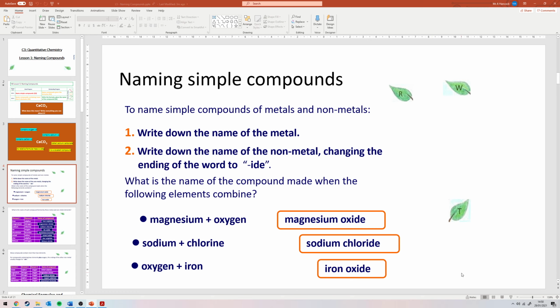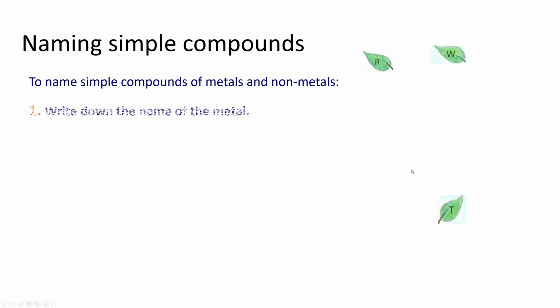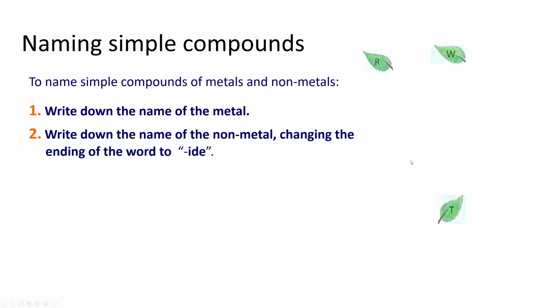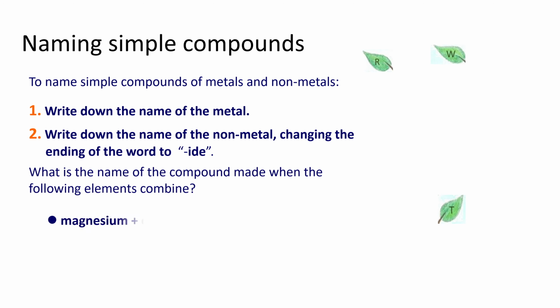Okay, so now that we've cleared that up. If you are writing the name of a simple compound, the first thing you do is write down the name of the metal. Then you write down the name of the non-metal, changing the ending of the word to IDE. So I'm going to give you an example. Let me get my pen.